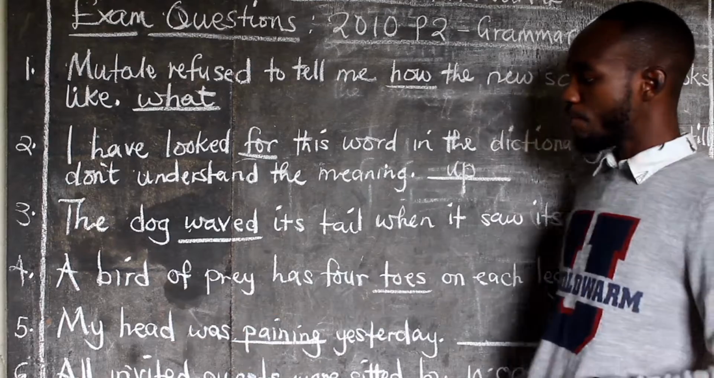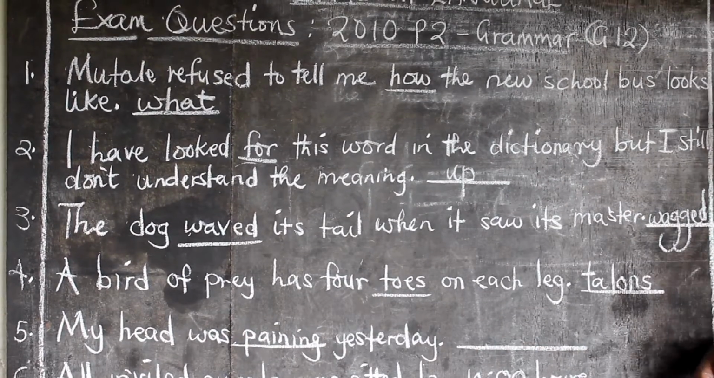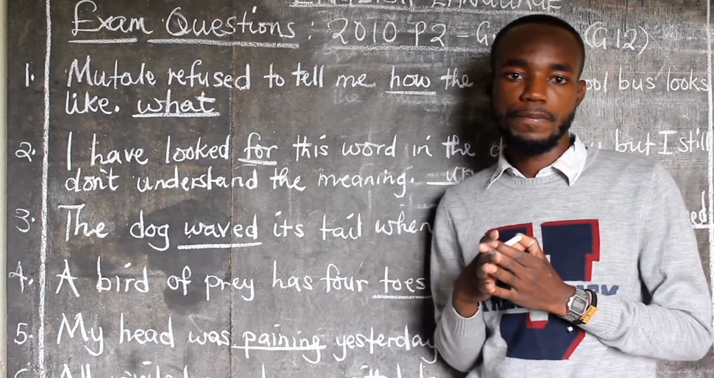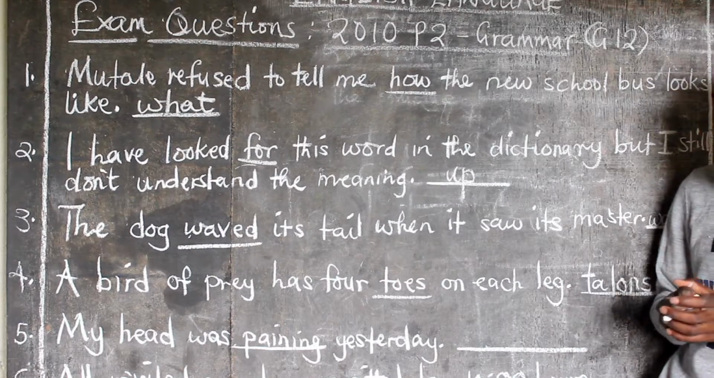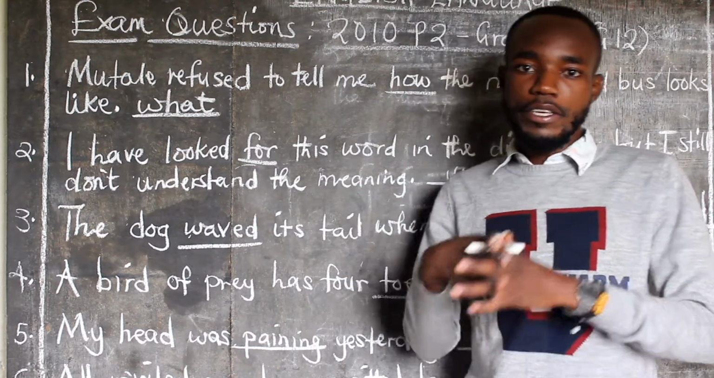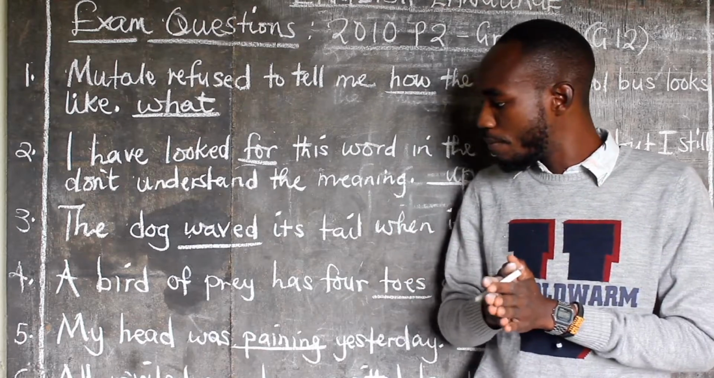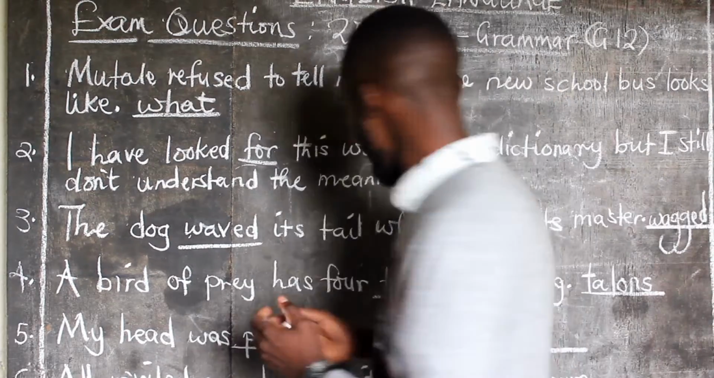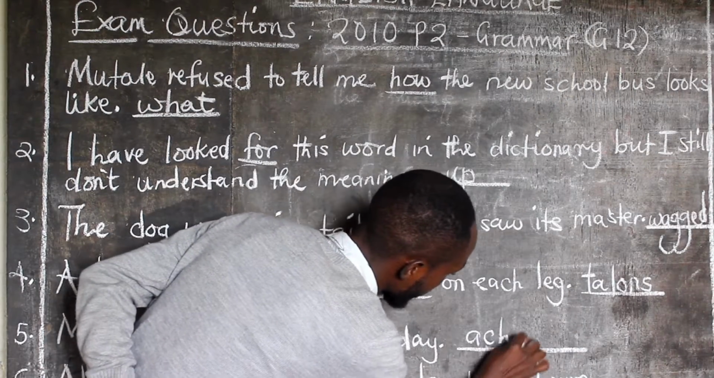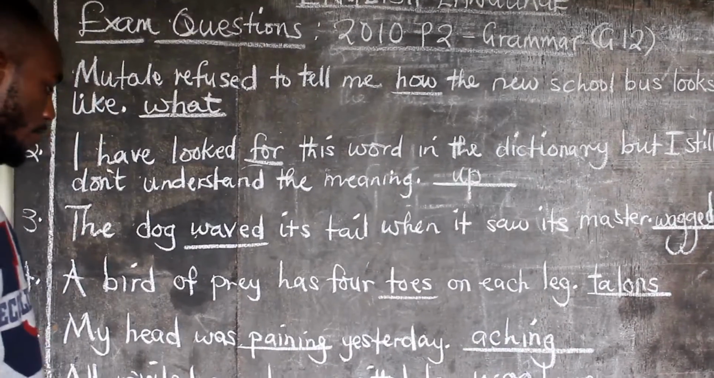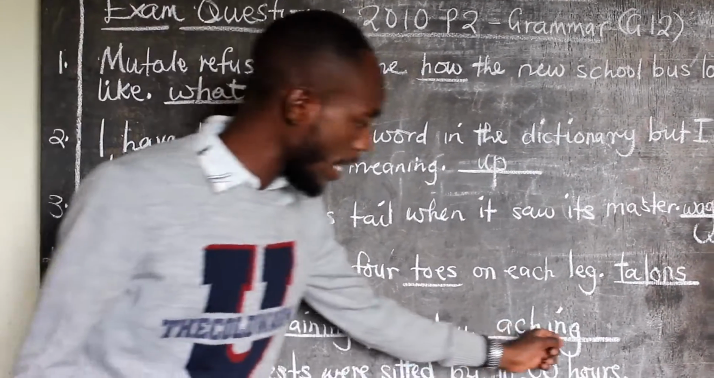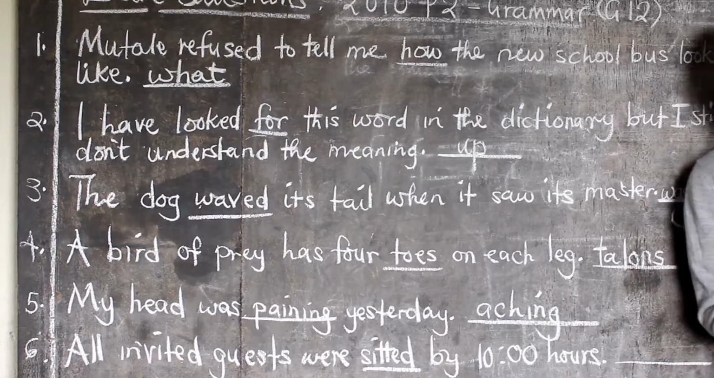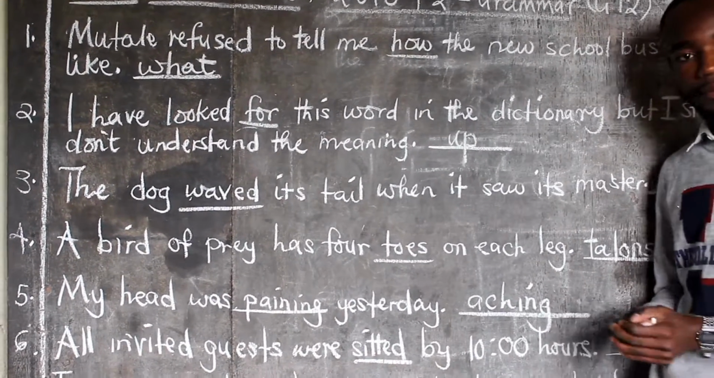It says, my head was paining yesterday. Now, when you start experiencing some discomfort, the pain, we don't necessarily say, my head is paining. No. Usually, the correct way of saying this is, my head was aching yesterday. So, it's aching. You see the spelling? My head was aching yesterday. So the correct answer, or the correct word to use, is aching. Shall we move on to the next one?